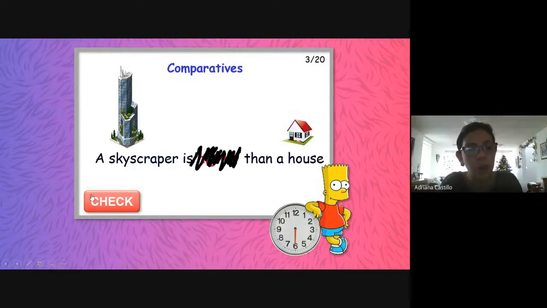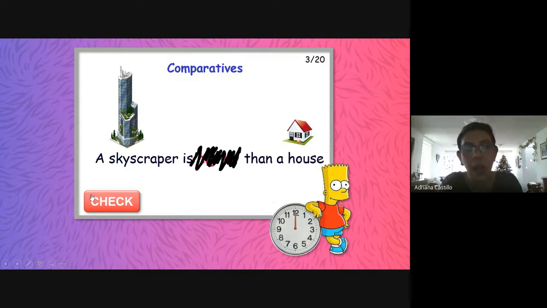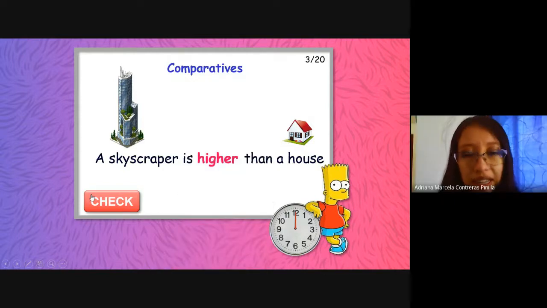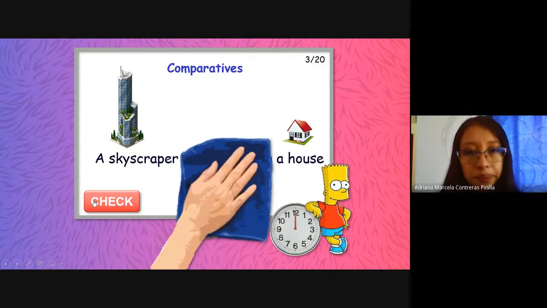A skyscraper is higher than the house. Higher. Do you remember what is the meaning, right? Sí, más alto, higher. Más alto que la casa. Very good.